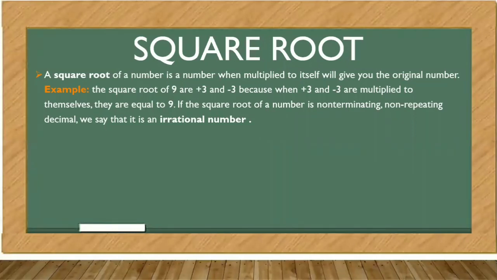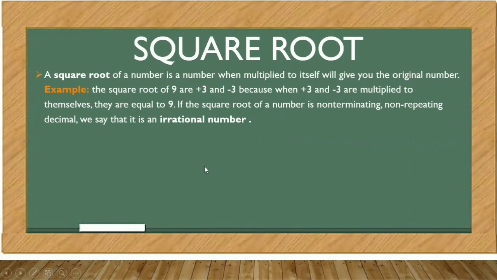Alright, example. The square root of 9 are positive 3 and negative 3. So, why? Bakit positive 3 and negative 3? Because when positive 3 and negative 3 are multiplied to themselves, or pag pinag-multiply mo daw po sa sarili nila, they are equal to 9.